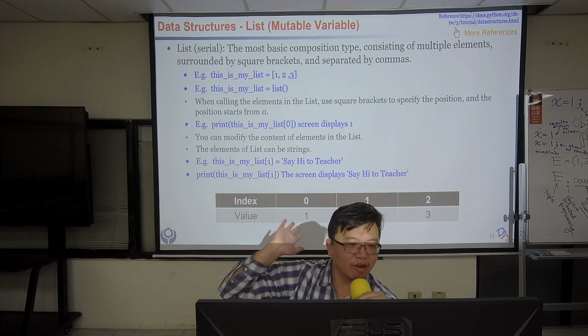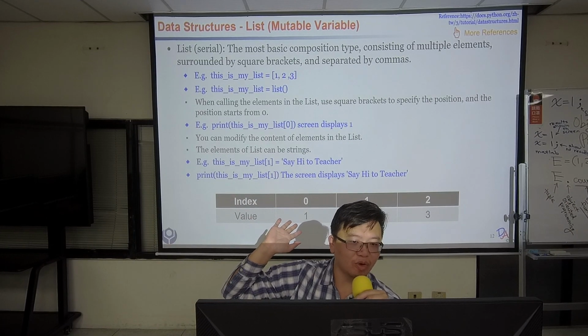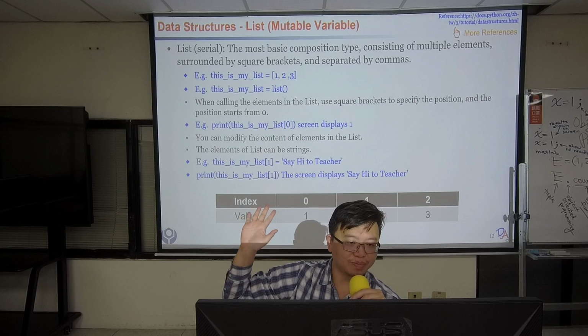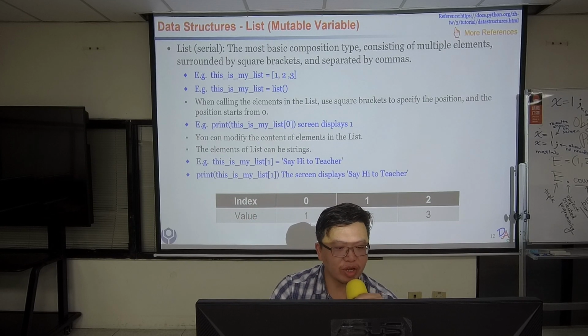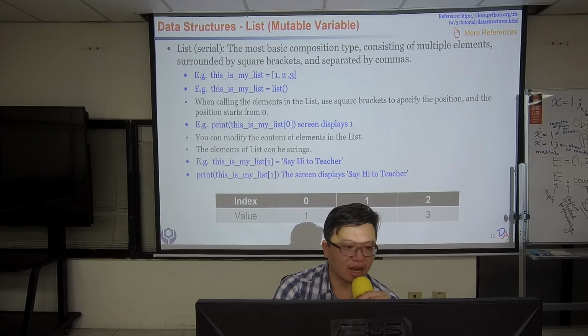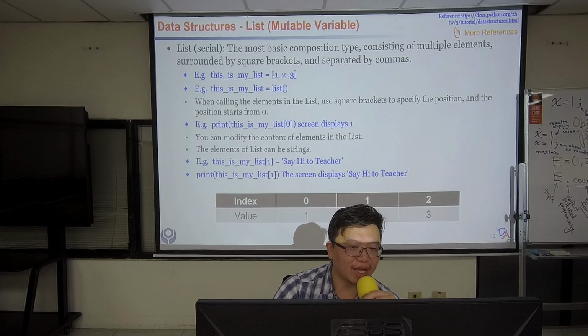And on the front screen, I'm going to introduce the next variable, which is the list. But we already covered tuple. The only difference is that you define a list by the square bracket. And for a list, you can modify the content. Okay? That's the difference.